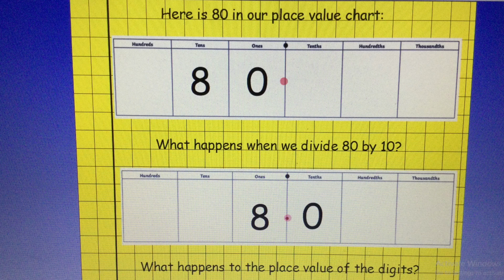But what happens when we divide 80 by 10? What happens to the place value of the digits? Now there are no longer any 10s, there's only 8 1s. Now you can see that there are 0 tenths, and we've learnt about tenths this week when we've compared 0.1 to 1 tenth. Now there's a strange funny dot that you can see in between the 1s and the tenths. That is our decimal point. And we've also learnt about that this week when we've compared our 0.1 to our tenth.